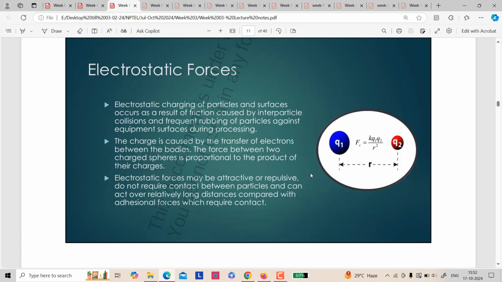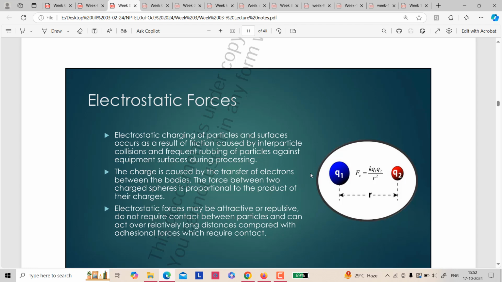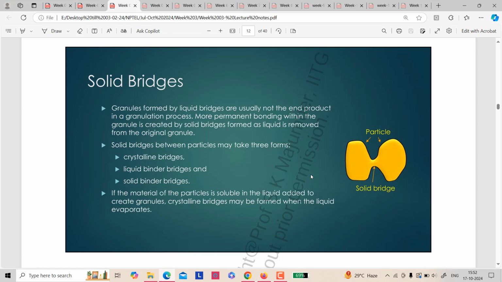Next is the electrostatic forces. Electrostatic forces are generated between two particles due to the potential difference between them. Electrostatic charging of particles and surfaces occurs as a result of friction caused by interparticle collisions and frequent rubbing of particles against equipment surfaces during processing. So this is one kind of force. Next is the solid bridge. That means the permanent bridge: crystalline bridges, liquid binder bridges, and solid binder bridges.